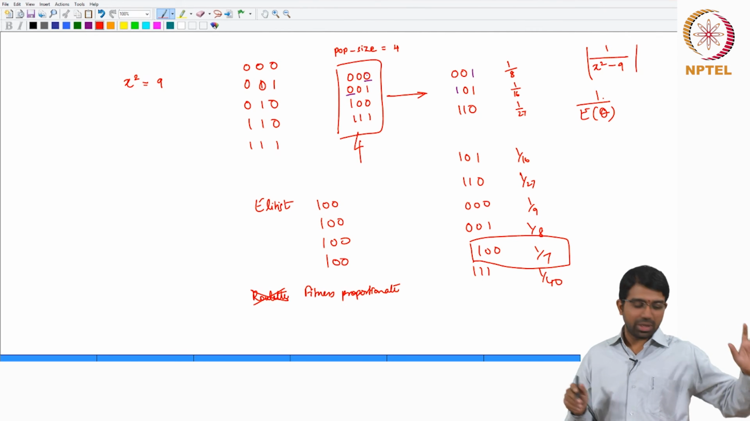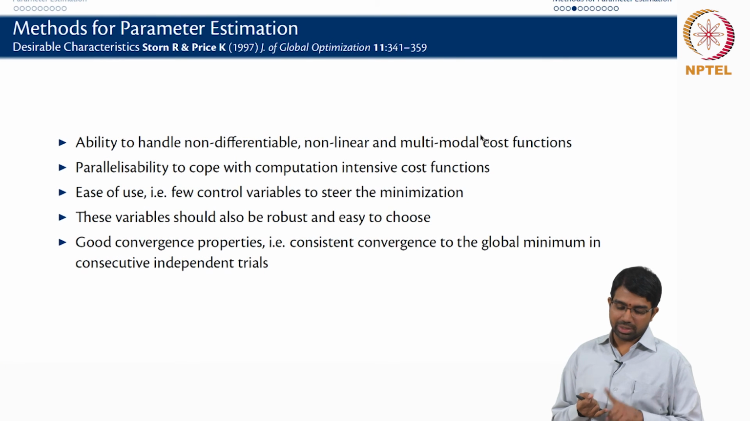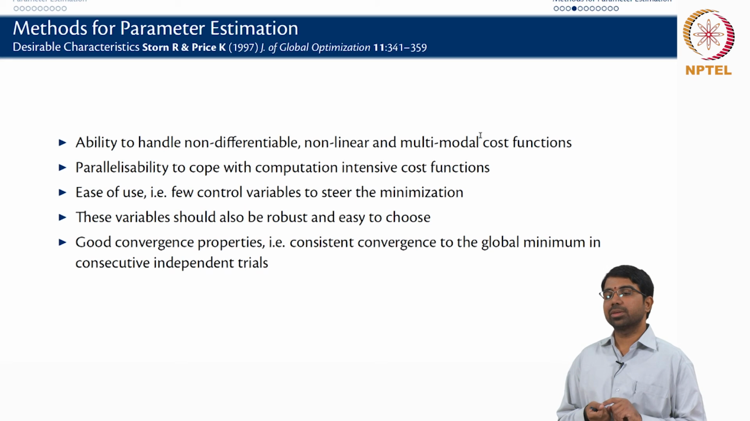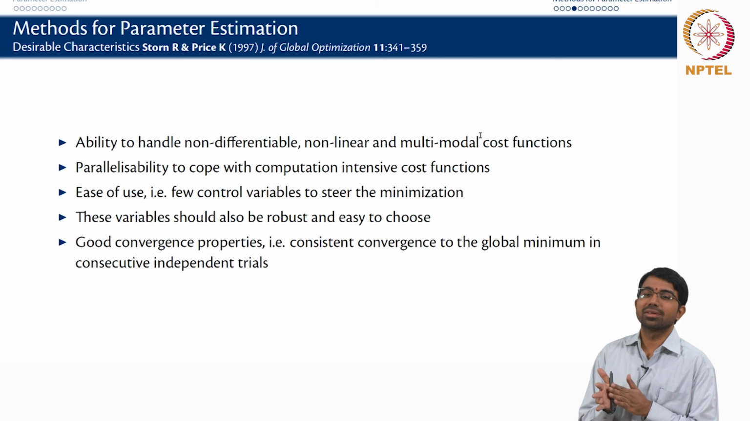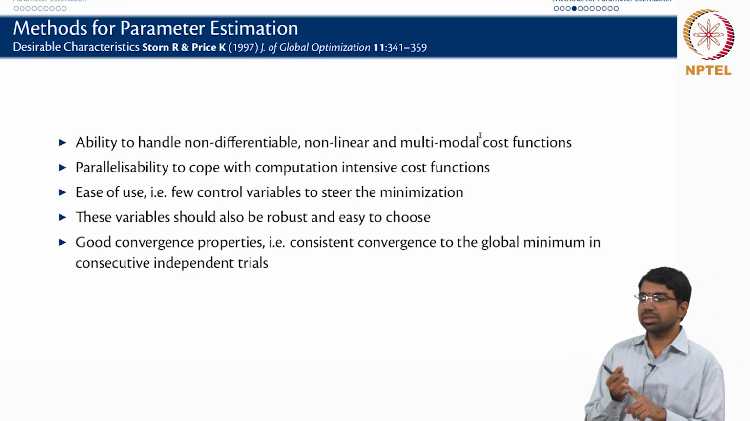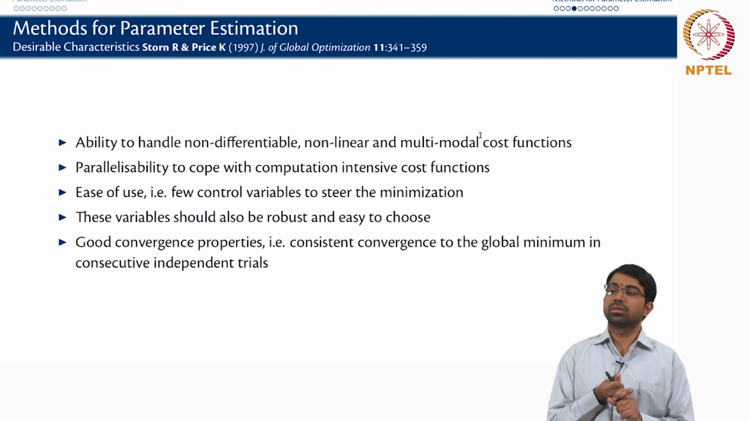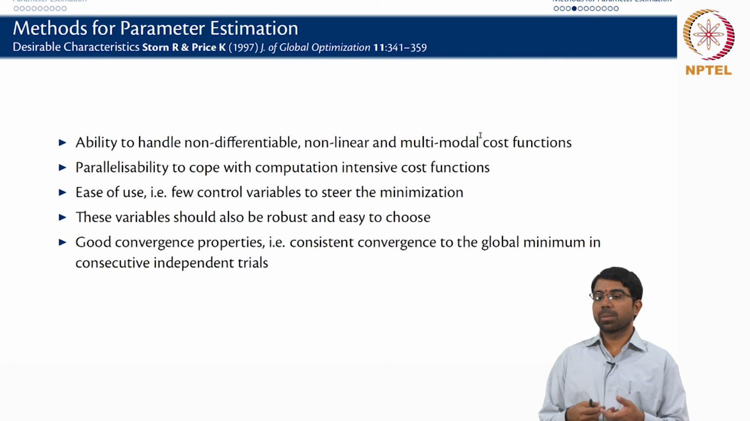So how does this compare with what we asked of yesterday? Ability to handle non-differentiable, non-linear, multimodal cost functions, parallelizability, few control variables. What are your control variables? Hyperparameters: population size, number of iterations, that is, number of generations, method of selection. Even before that, mutation rate and crossover rate. Mutation rate: how often do you mutate? How often do you crossover?